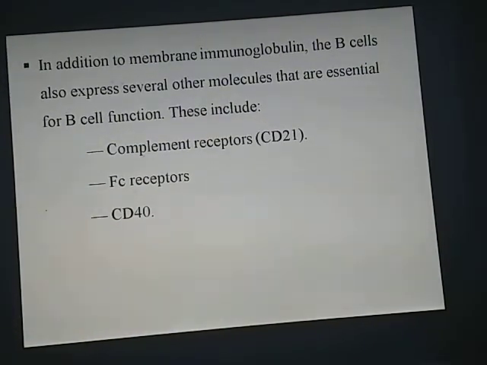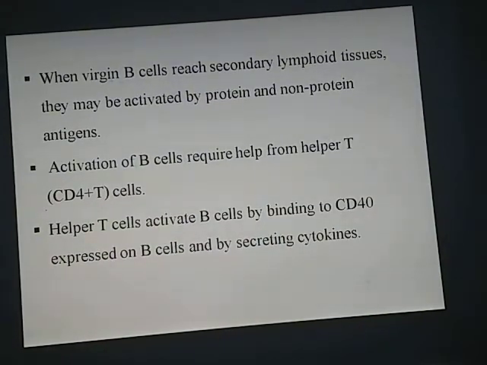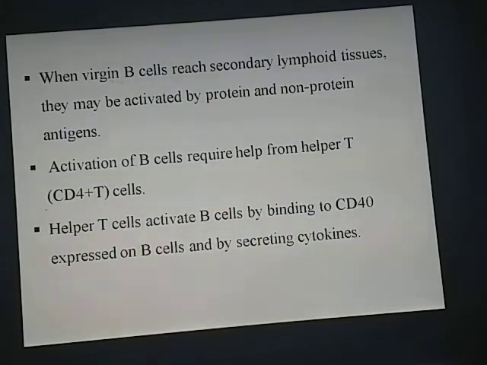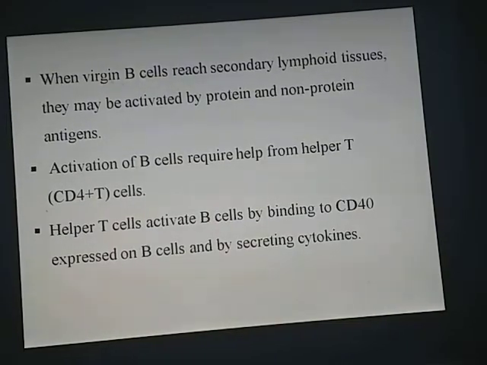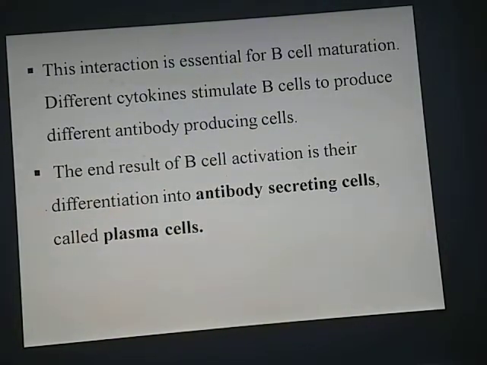In addition to membrane immunoglobulins, the B cells also express several other molecules that are essential for B cell function. They include complement receptors, Fc receptors, and CD40. When naive B cells reach secondary lymphoid tissue, they may be activated by protein and non-protein antigens. Activation of B cells requires the help of helper T cells. Helper T cells activate B cells by binding to CD40 expressed on B cells and by secreting cytokines. This interaction is essential for B cell maturation.